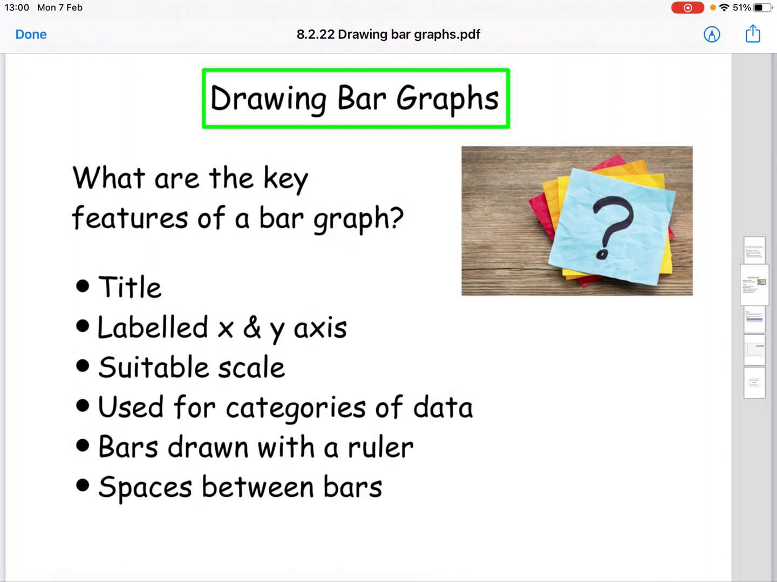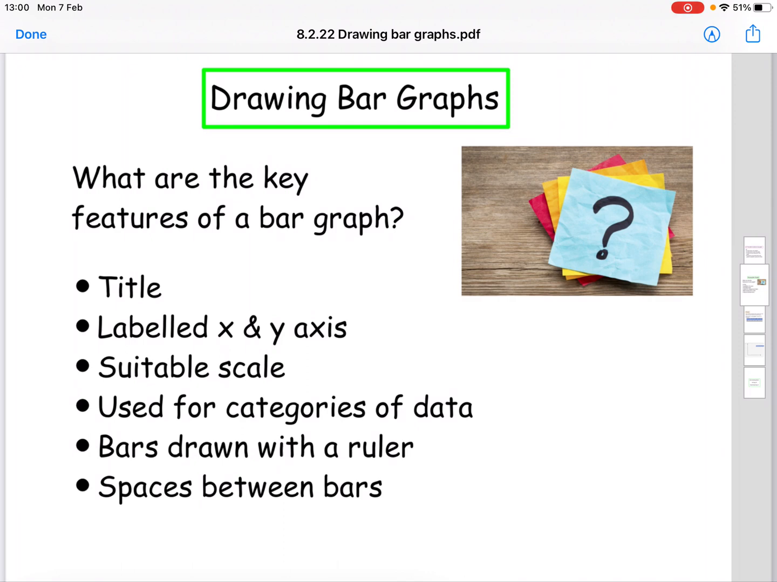Speaking of scales, your scale needs to be suitable. So your scale up the side needs to be a suitable scale. What I mean by that is sensible numbers, and a nice size of graph. So you don't want a really small, tiny graph, and you don't want a massive, big graph. You want something that's sensible, and that looks appropriate. We obviously use a bar graph for categories of data. So you've seen that already from your reading bar graphs work.